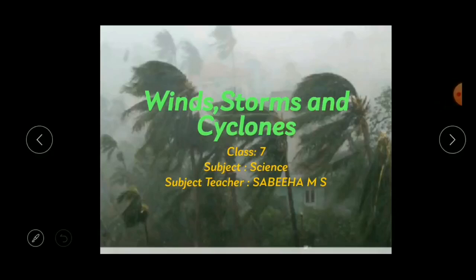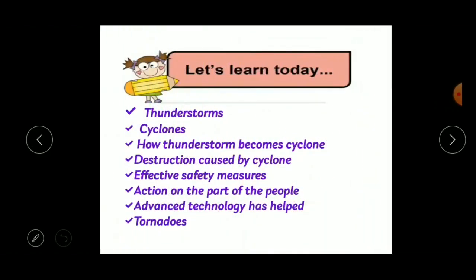Today in this class we are going to continue our same lesson of science, that is wind, storms and cyclones. In the previous class we have learnt about the wind, air and the properties of air, right? Today we are going to study what thunderstorms and cyclones are, how a thunderstorm becomes a cyclone, destruction caused by cyclones, effective safety measures, action on the part of the people in the event of a cyclone, how advanced technology has helped, and then tornadoes. Okay, so let's start from the first point.